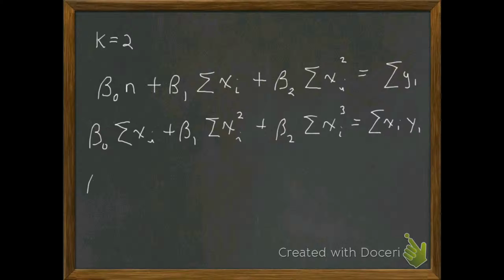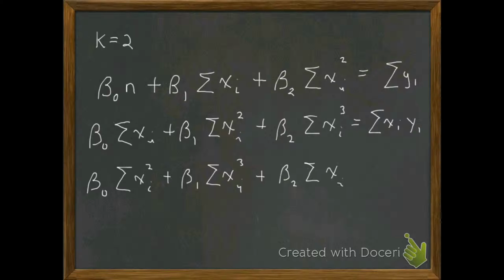And then finally we'll have beta 0 because we're going to have k plus 1 partials. So we'll have the sum of x sub i squared, plus beta 1 times the sum of x sub i cubed, plus beta 2 times the sum of x sub i to the 4th power, and guys, obviously this is going to be equal to the sum of x sub i squared times y sub i's.